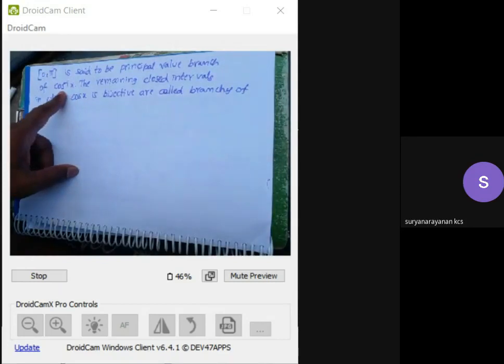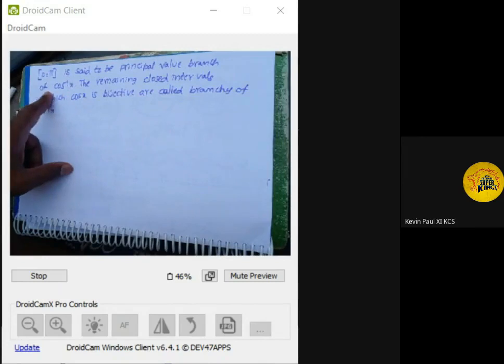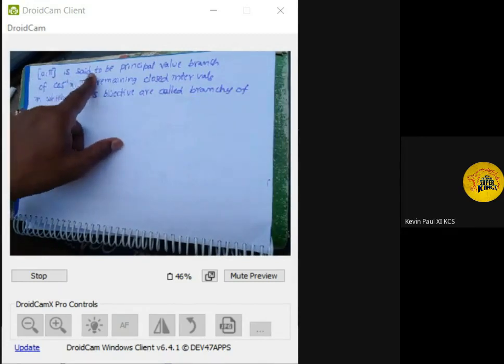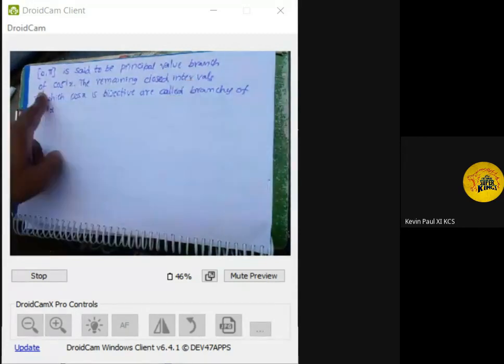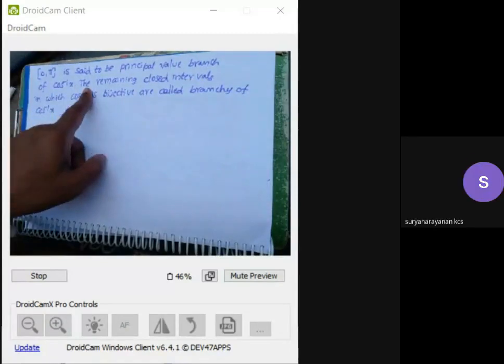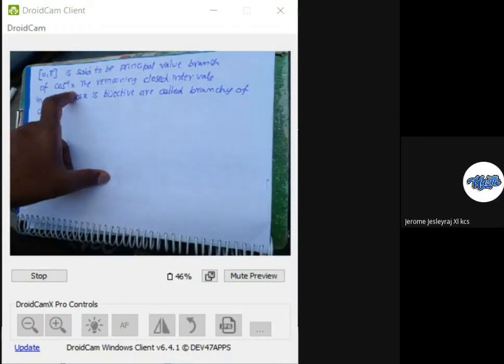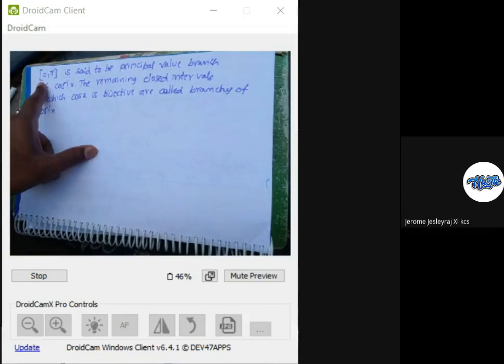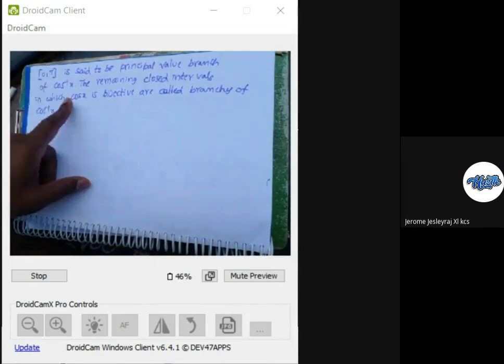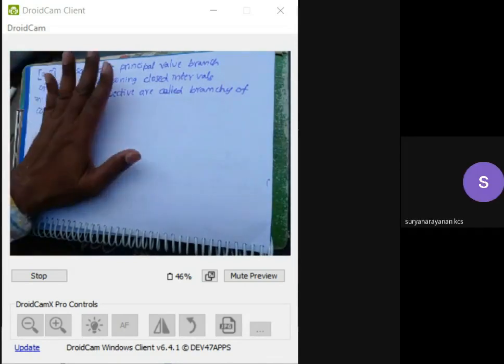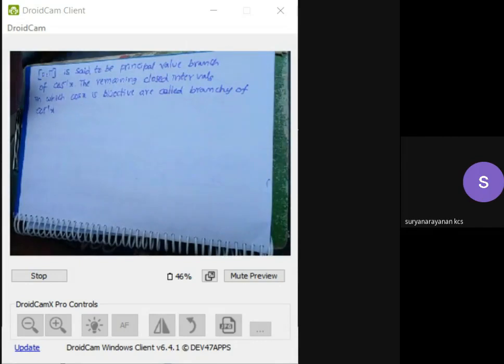Next, Kevin Paul, read this sentence. Closed interval 0 comma pi is said to be the principal value branch of cos inverse x. Jerome Jasli Raj, please read this sentence. 0 comma pi is said to be a principal value branch of cos inverse x. The remaining closed intervals in which cos x is bijective. Jerome, stop.